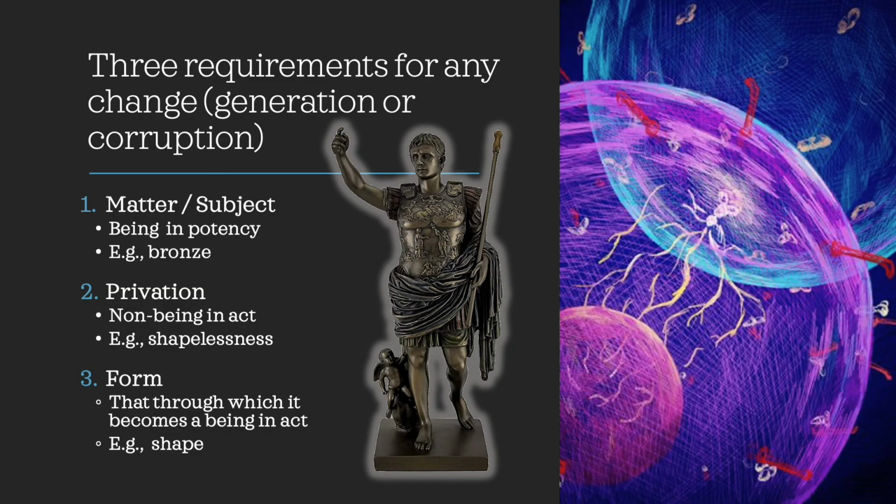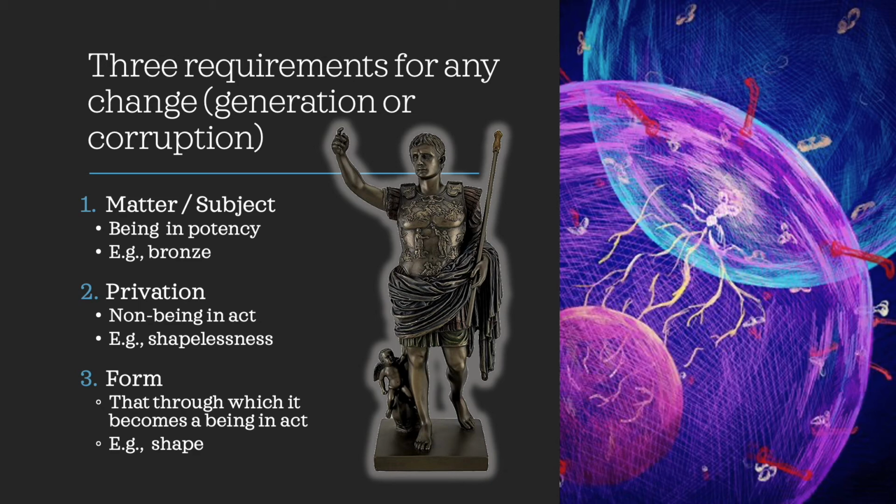There are three requirements for any change, that is, any generation or corruption, whether substantial or accidental. And these three requirements are obvious from what we've already discussed. The three requirements are: one, matter or a subject, that is some potency or being in potency. Here we'll take as an example bronze in the statue to the right. The second requirement is privation. This is non-being in act. We'll take as our example from the statue on the right shapelessness, so bronze being shapeless.